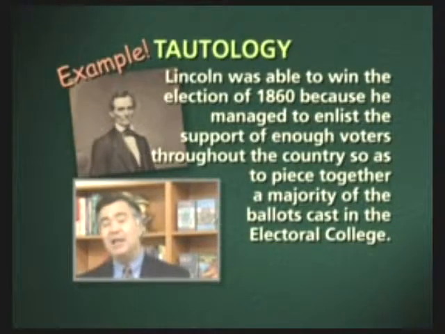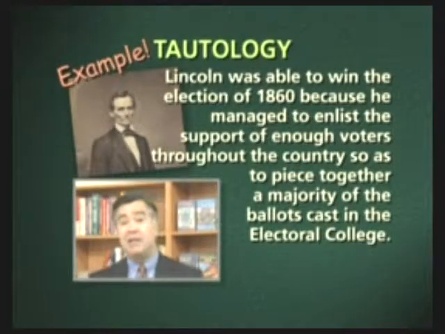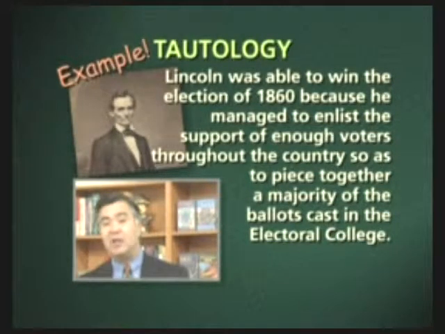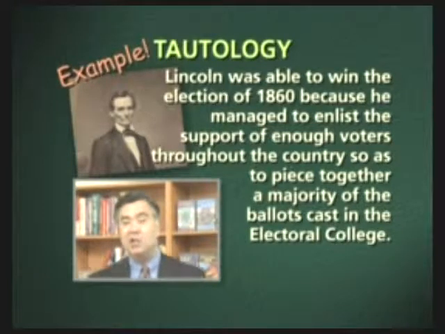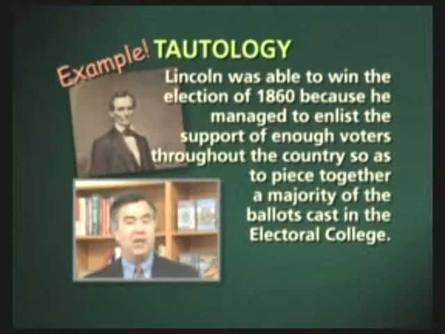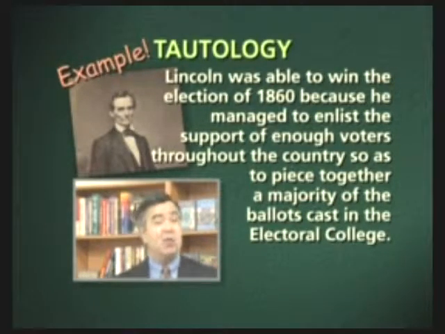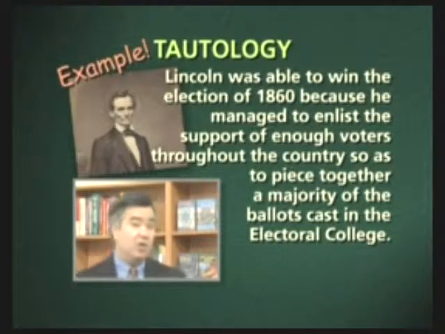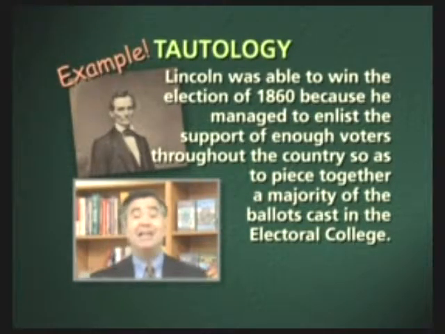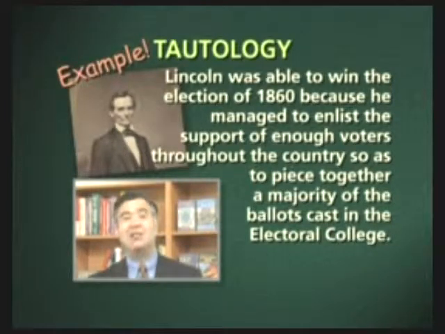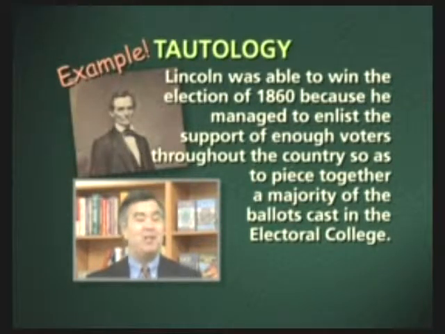Lincoln was able to win the election of 1860 because he managed to enlist the support of enough voters throughout the country so as to piece together a majority of the ballots cast in the Electoral College. Now, at first glance, this sounds somewhat similar to our thesis. It's also an explanation as to how Lincoln managed to win the election of 1860. What makes this a tautology, something that can't be disproved and therefore not appropriate as a thesis?